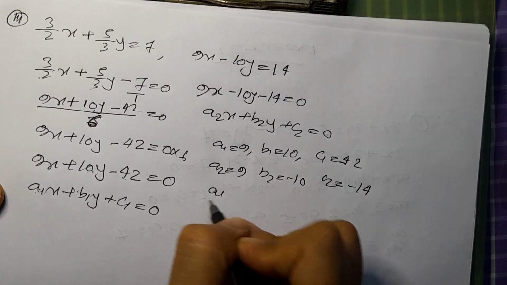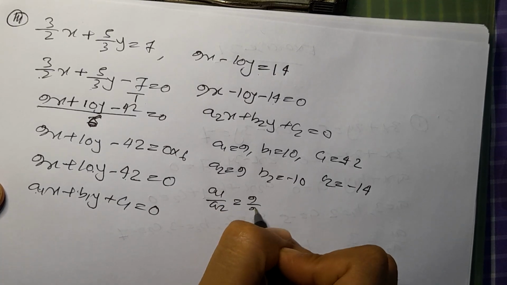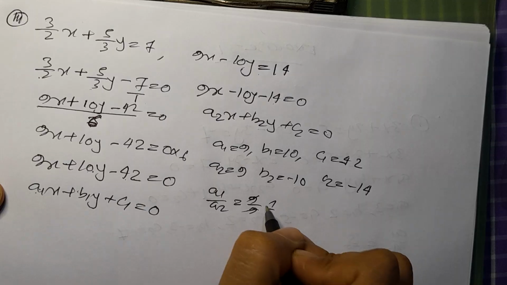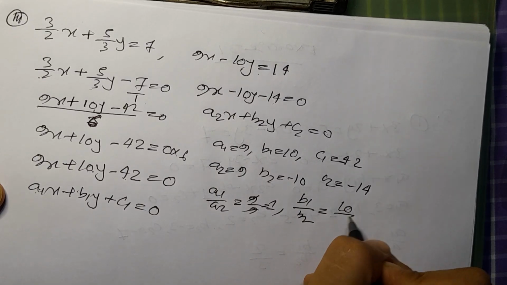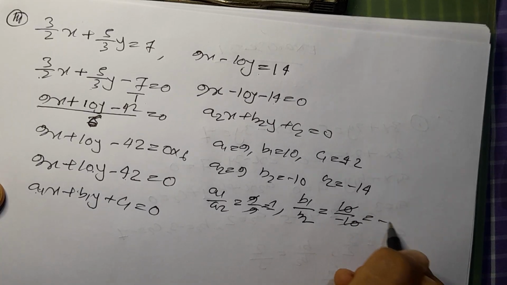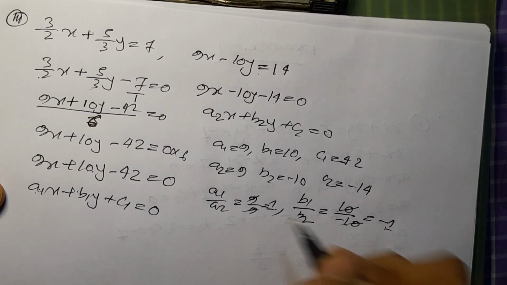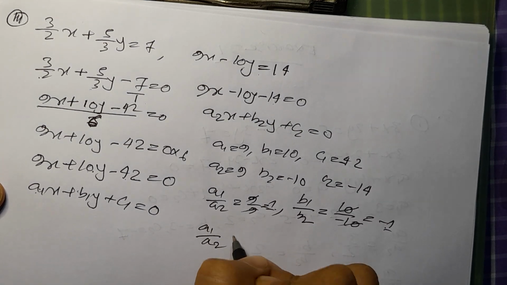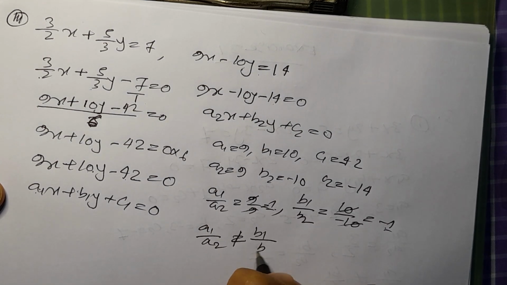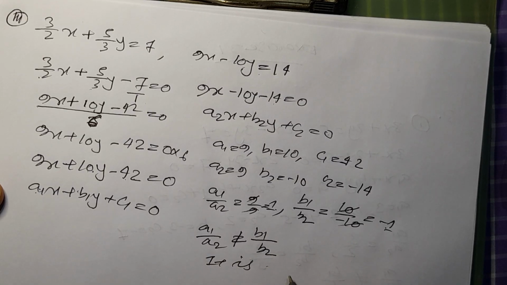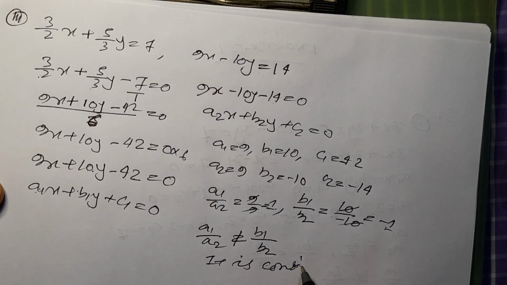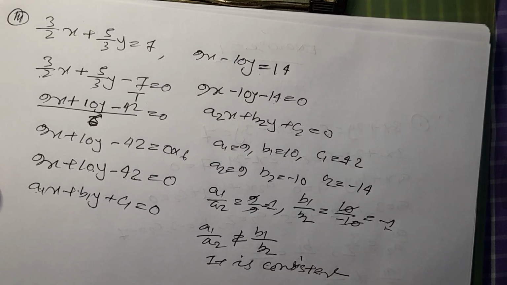Now we are going to find the ratio A1 by A2, that is 9 divided by 9. Cancel it, that is 1. So we got 1. B1 by B2. B1 is 10, B2 is minus 10. 10 cancel, so it will give minus 1. One is plus 1, one is minus 1. Both are unequal, so A1 divided by A2 does not equal B1 divided by B2. So it is a unique solution, so it is consistent. Now question number 3.